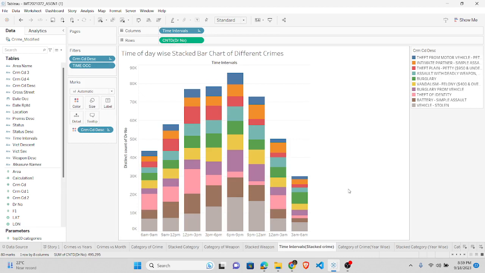Lastly, we have a stacked bar chart that breaks down crime categories by time intervals during the day. This chart provides valuable insights into when various types of crimes tend to occur. We can see that the most crimes happen during the evening, that is from 6 p.m. to 9 p.m. And in general, the number of crimes that happen from 12 p.m. to 9 p.m. is greater than in the other time intervals.